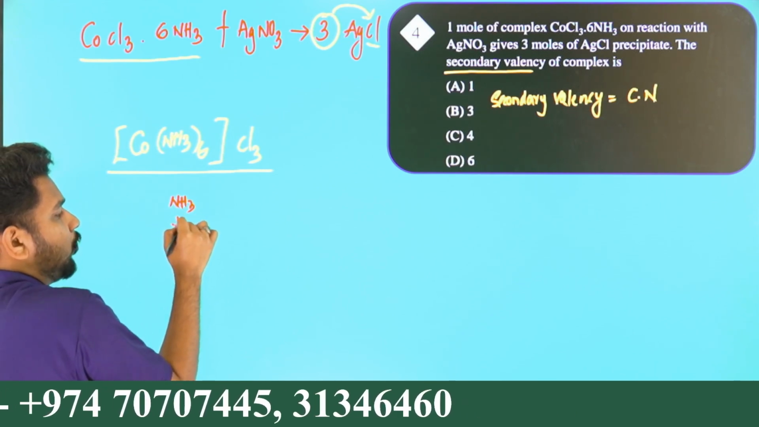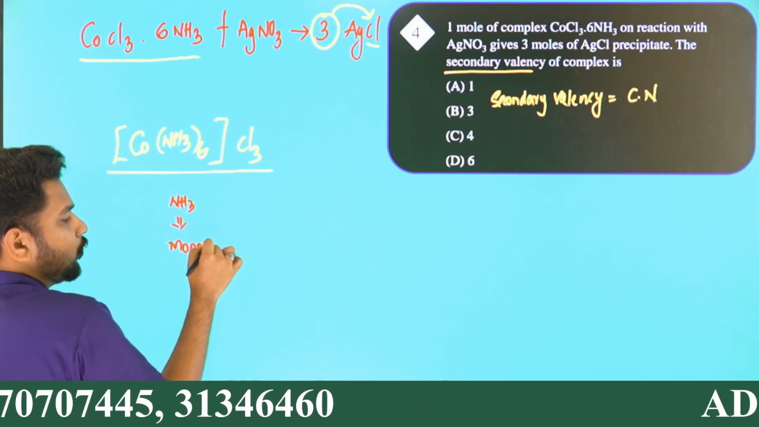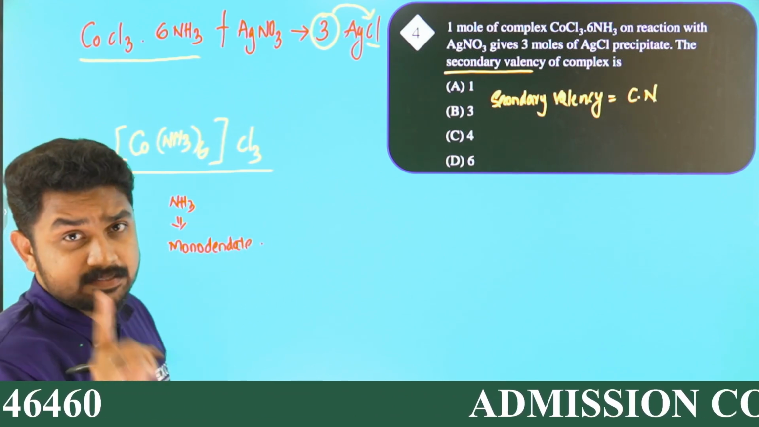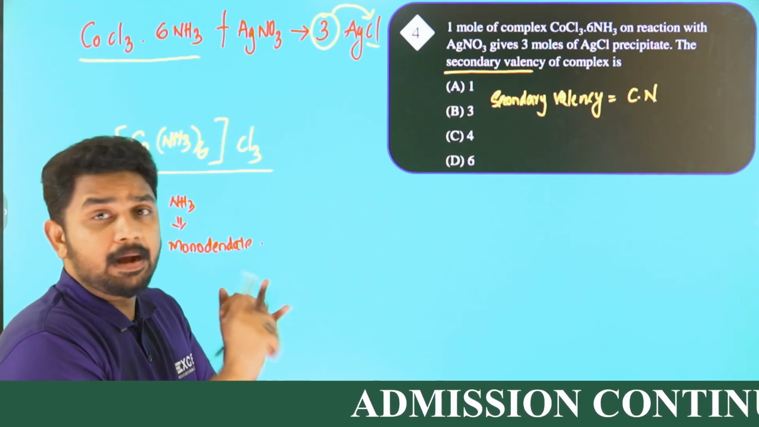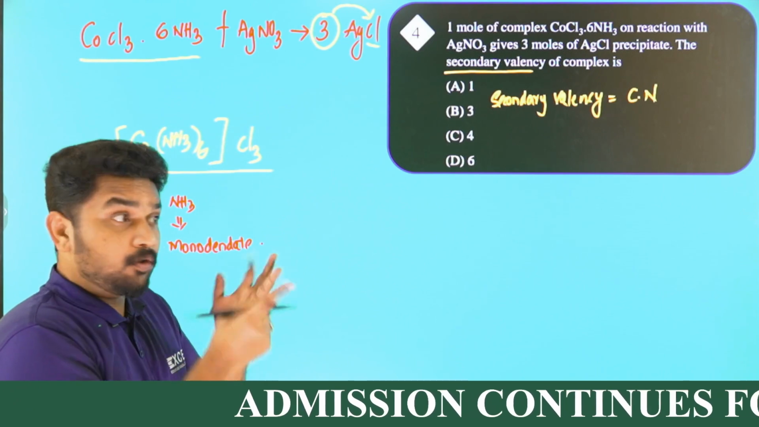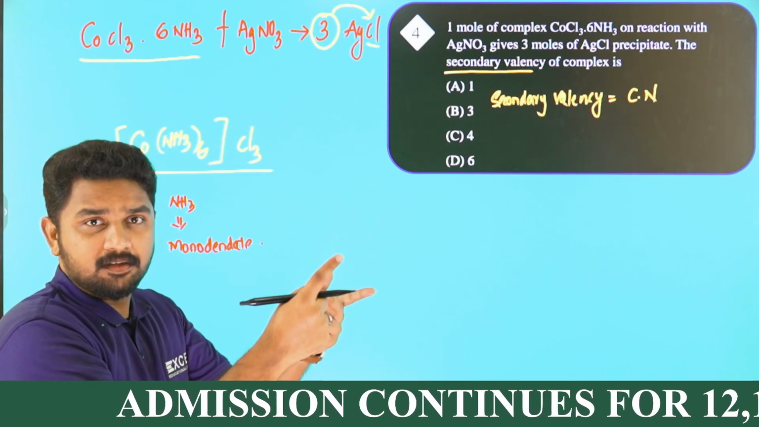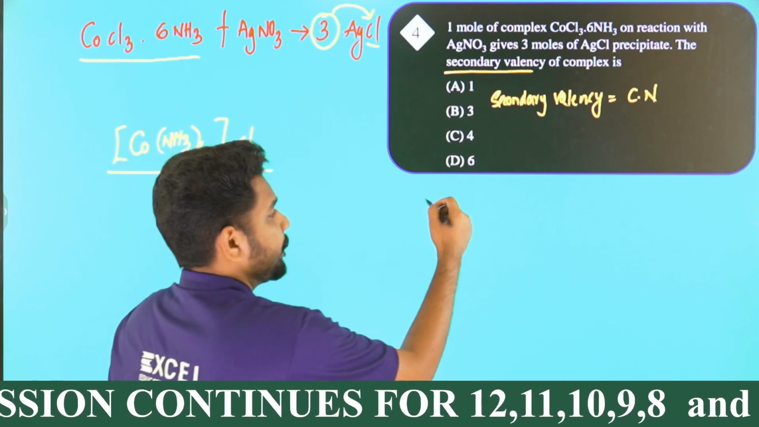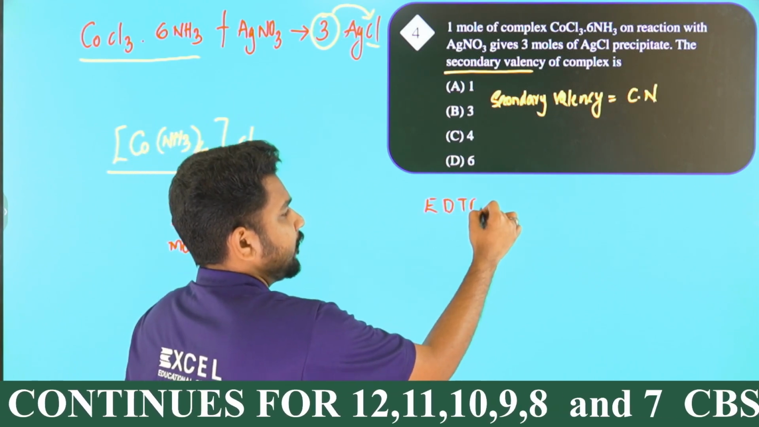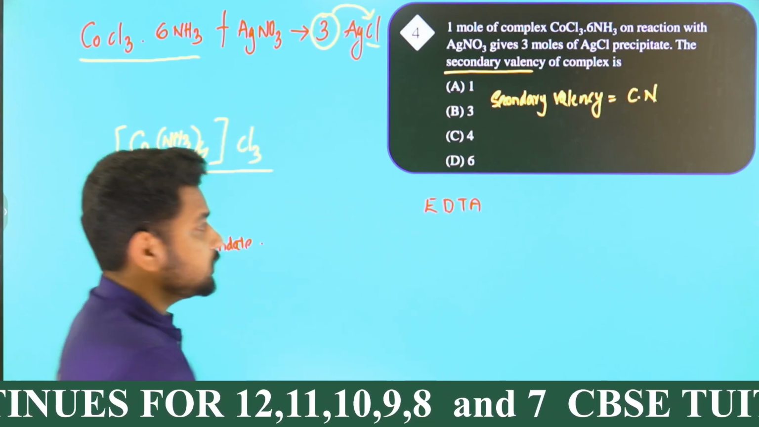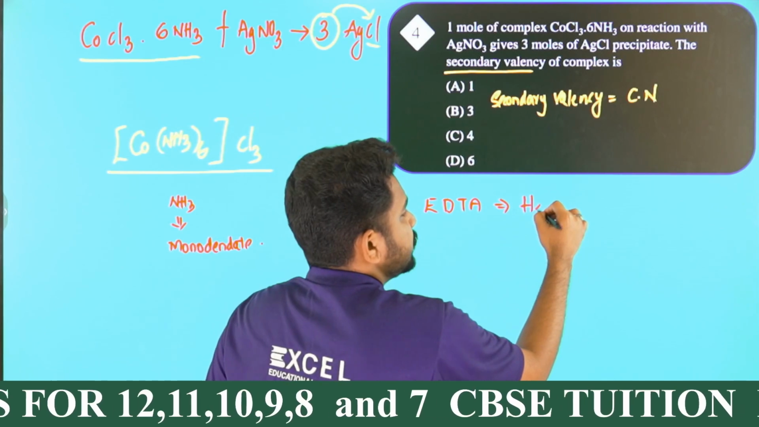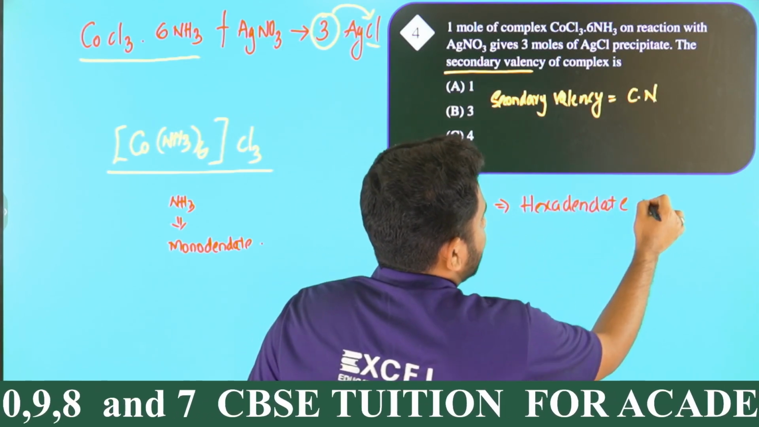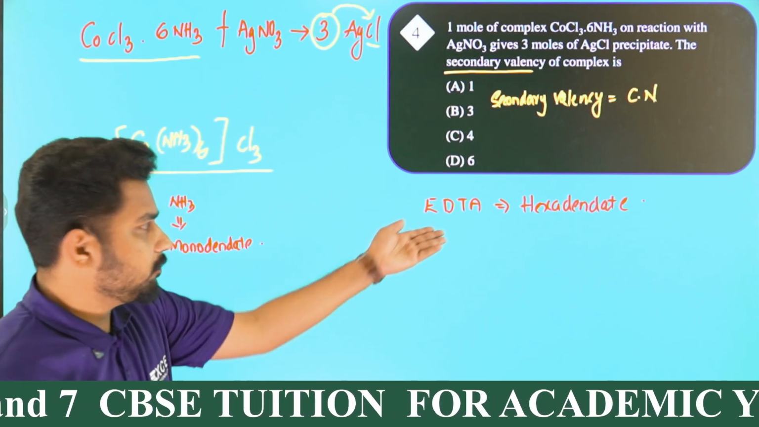NH3 is a monodentate ligand. You should study examples of monodentate ligands, bidentate ligands, and also polydentate ligands. One important example of a polydentate ligand is EDTA. EDTA is hexadentate, and that can be a question. Hexadentate means 6 donor atoms will be there.